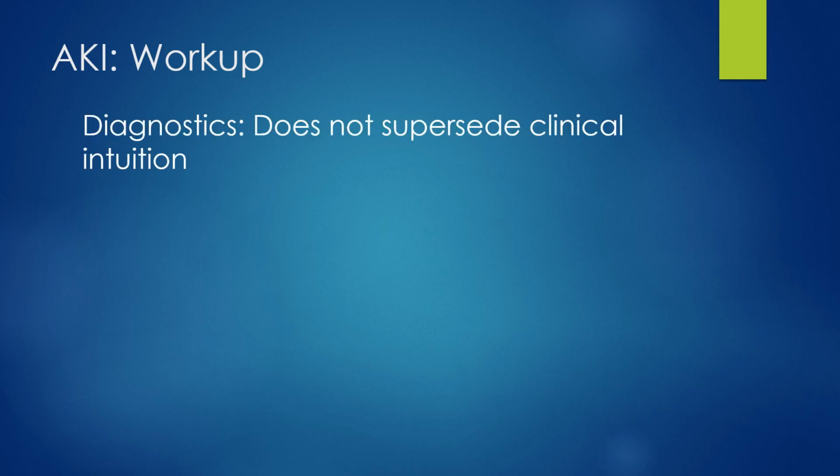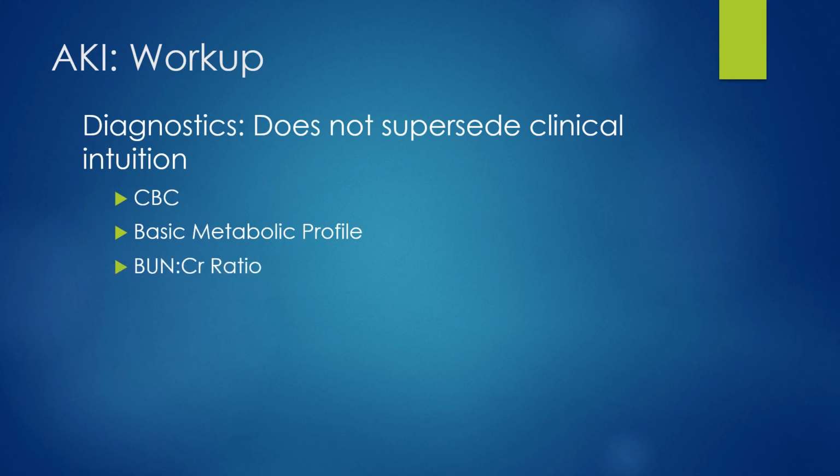As far as diagnostics go when you're working up acute kidney injury, the diagnostics should never supersede your clinical intuition. You always have to look at the patient clinically and not just rely on labs. But you should always consider getting a CBC, looking for a white count to rule out infection or inflammation, or anemia, which could be a common cause of ATN. You'll obviously want a basic metabolic profile to assess their electrolytes and renal function and to determine if the patient has any metabolic acidosis. You'll want to get a BUN to creatinine ratio.